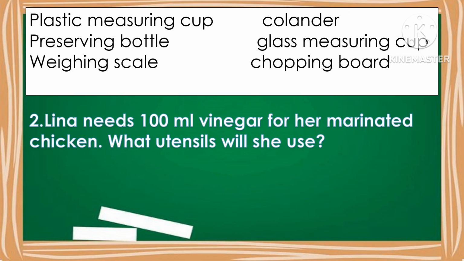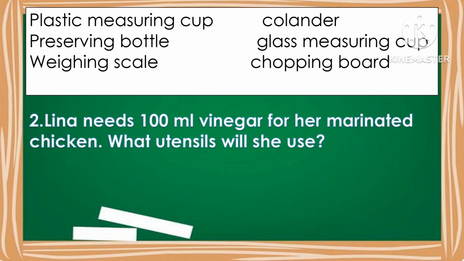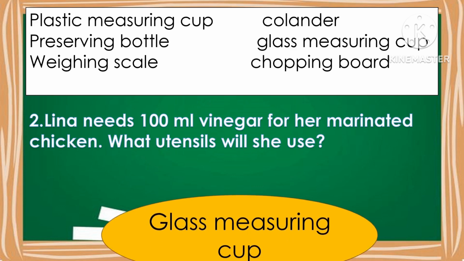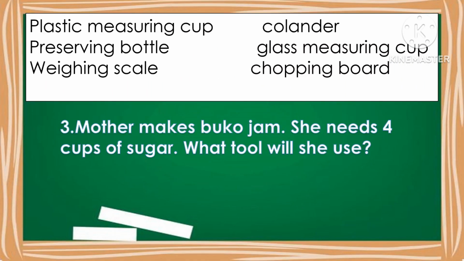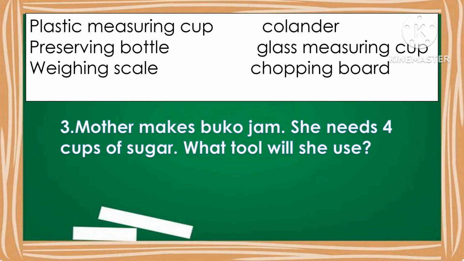Number 2. Lina needs 100 ml vinegar for her marinated chicken. What utensils will she use? The correct answer is glass measuring cup. Number 3. Mother makes buko jam. She needs 4 cups of sugar. What tool will she use? The correct answer is plastic measuring cup.